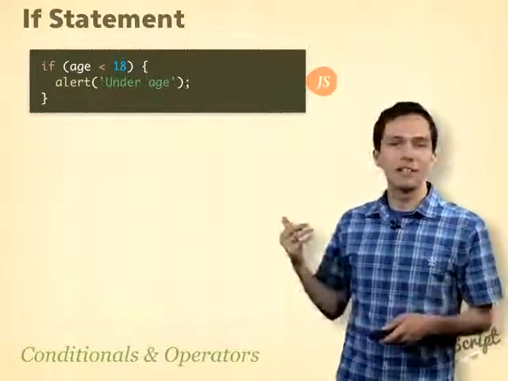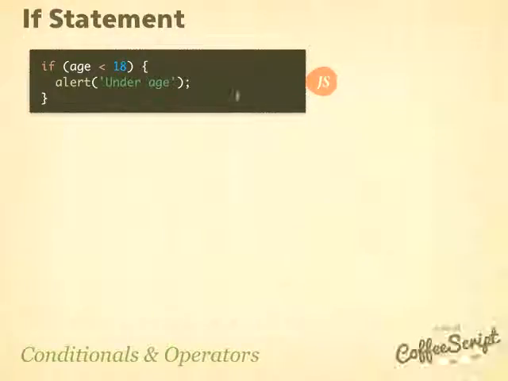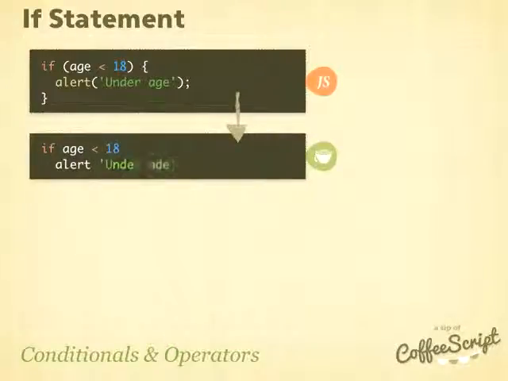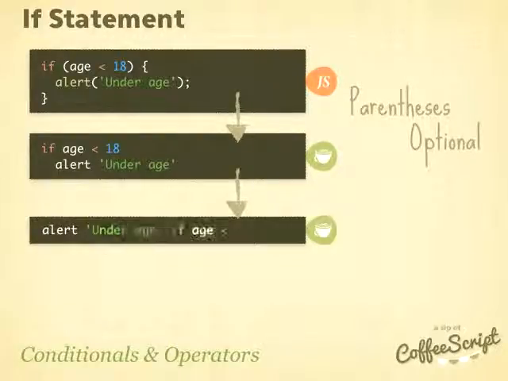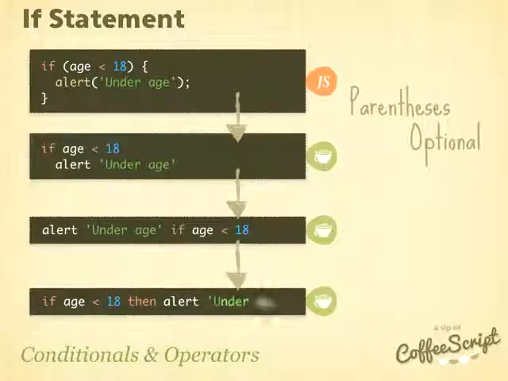Well, as you can imagine, the curly braces are going to go away. It's going to look something like this. The parentheses, of course, are optional. We could also write this in a single line if we wanted to. Alert underage if age less than 18. We can write this another way in CoffeeScript using then. We can say if age less than 18, then alert underage.